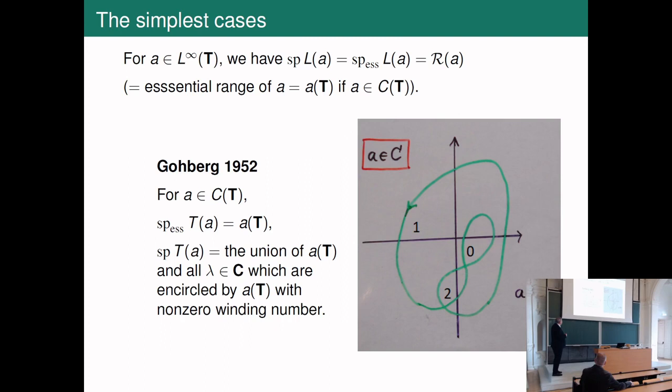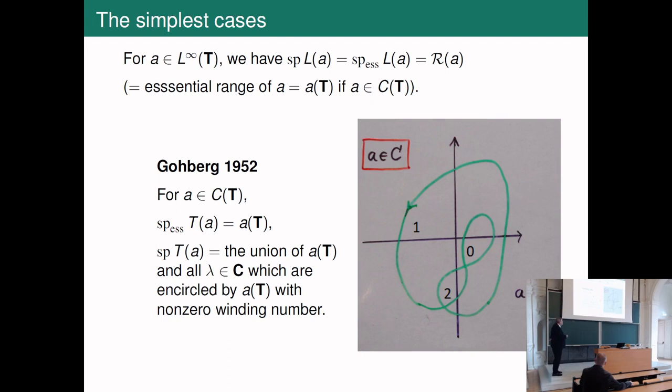I wrote the symbols case, but this is a very non-trivial result. It was obtained by Gochberg in 1952. He showed if A is a continuous function, then the essential spectrum is the range of A. Here you see the typical range of a continuous function. Our functions are all complex valued. That is, they describe a curve in the complex plane.